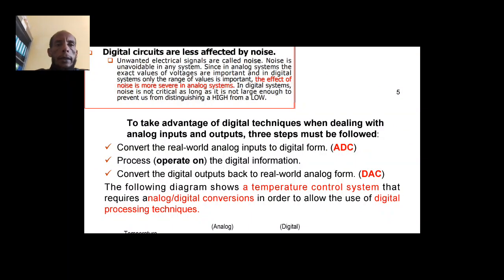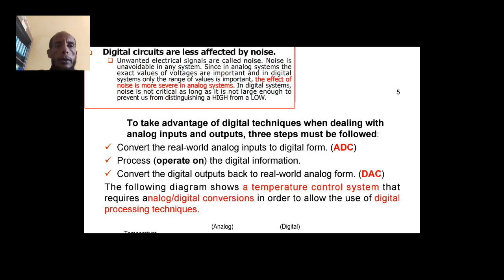Good. To take this advantage, we deal with analog inputs and outputs. These three steps must follow the state that even if there is a limitation, we enforce ourselves to use digital, because the advantage I have told you before enforces us to use that one. So the need is to convert analog signals into digital signals. To convert the real world analog inputs to digital form, we need what? Analog to digital conversion system.